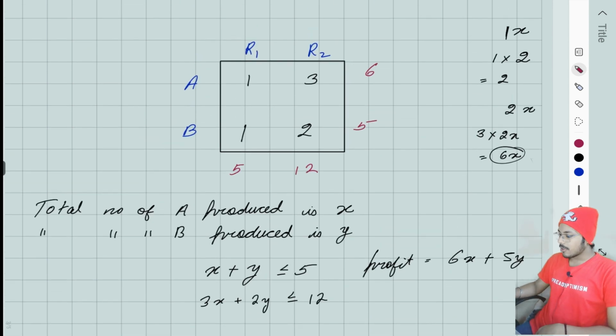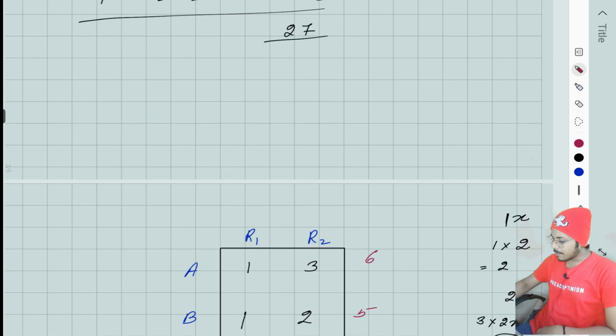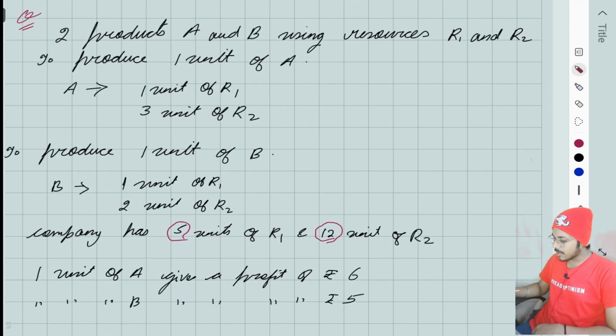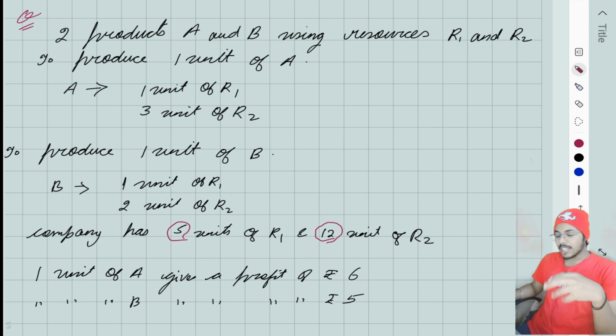So we have seen that in the previous problem there were two products and two resources, and we were using those resources to make two products and there were some profits. So we formulated the model and we solved that, and we are moving to the next problem.